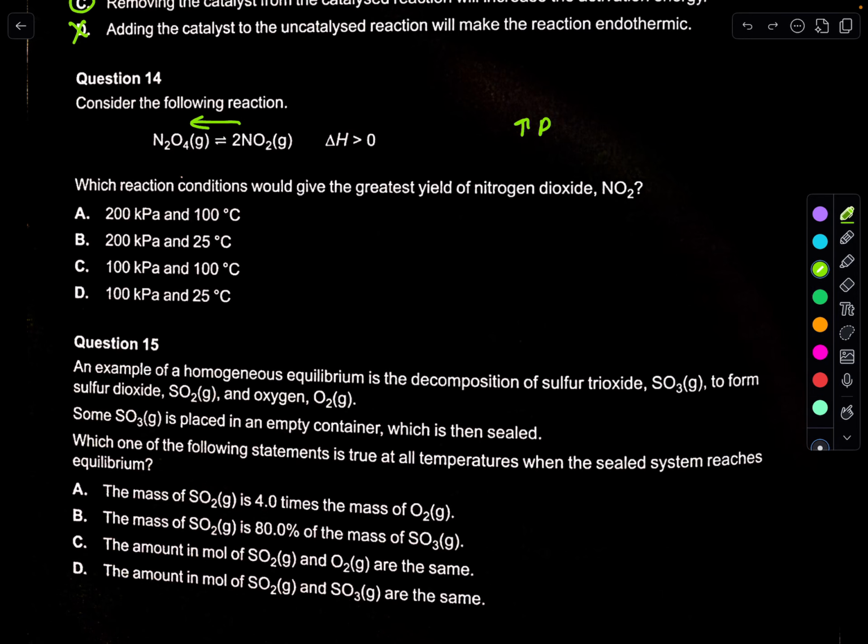So if you increase pressure, it will decrease the yield, actually. So we want little pressure. We don't want high pressure, so it's not B or C. A or B, because it has high pressures.